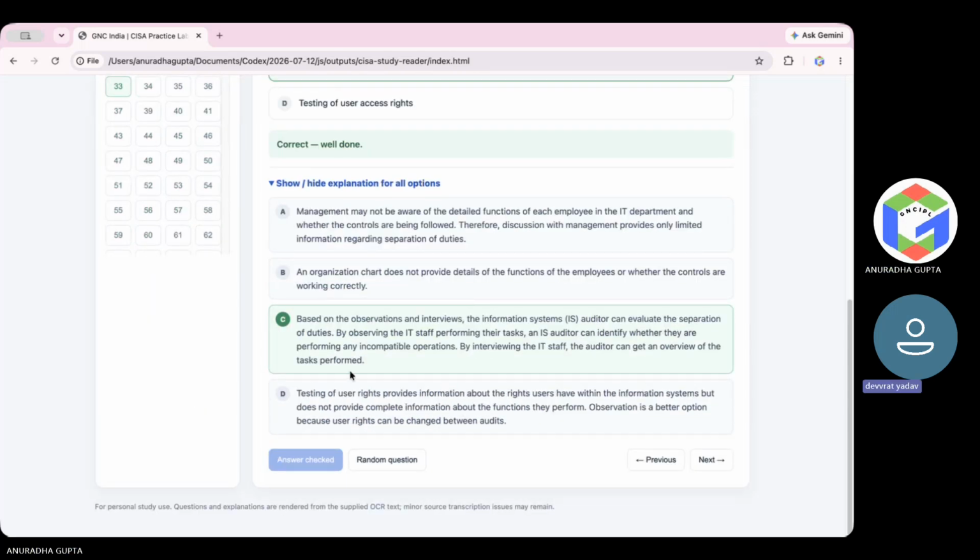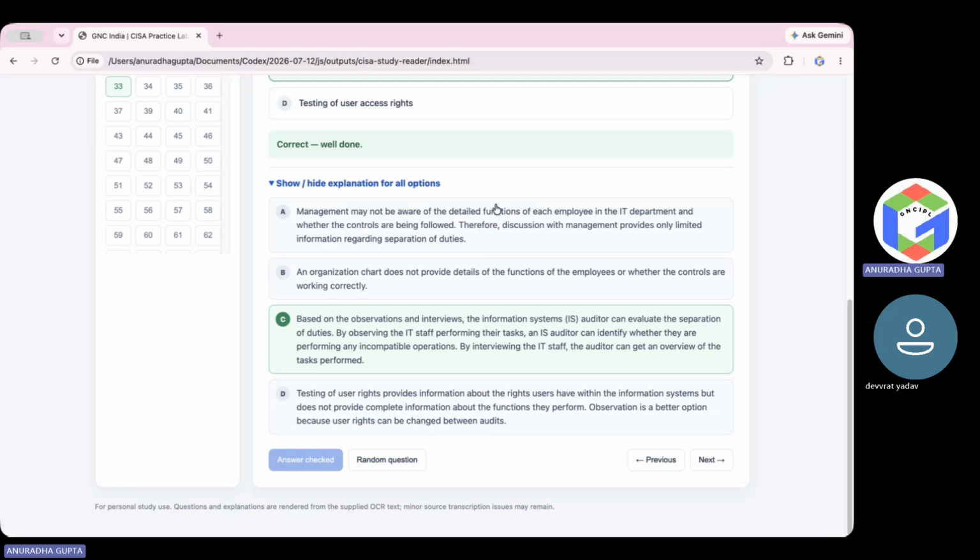Wait, let me write this explanation as well. You can take the screenshot of it if you want. So based on the observation and interview, the information systems auditor can evaluate the SOD basically by observing the IT staff performing their tasks. The IS auditor can identify whether they are performing any incompatible operation. By interviewing the IT staff, the auditor can get an overview of the tasks performed. So whether they are authorized or not, you can get under this option.